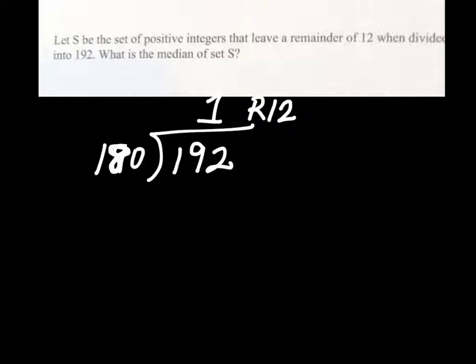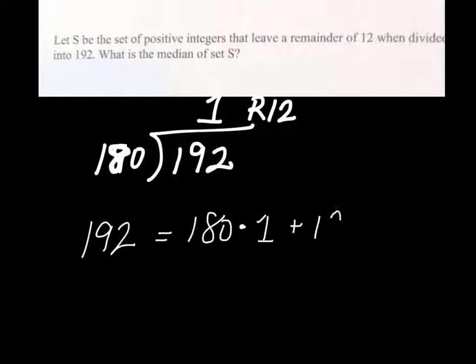I'm going to show you a different way to write exactly this same thing. I'm going to say 192 equals 180 times 1 plus 12. That's so weird. I'm just taking this 1 and the 12 and writing exactly the same information in a different way.